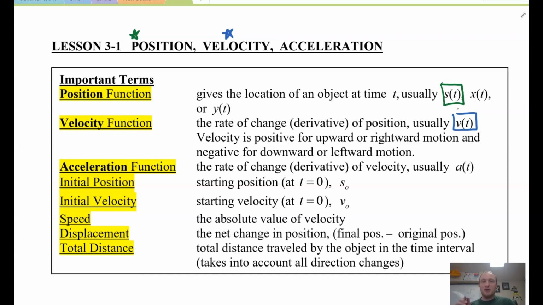Now, acceleration is the third of these. I'll put this in red over here, acceleration, okay? And this is A of t. Now, how do I go from position to velocity, and velocity is the rate of change of position, to acceleration, which is the rate of change of velocity? Well, again, how do we calculate instantaneous rate of change? Well, you take the derivative. Okay, good. So that's how you move from position to velocity.